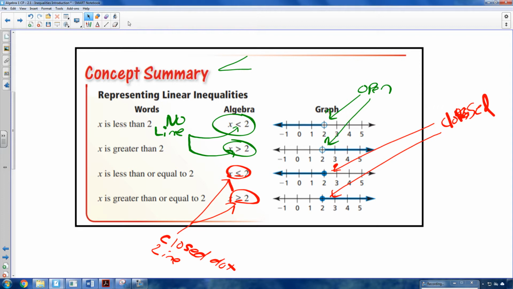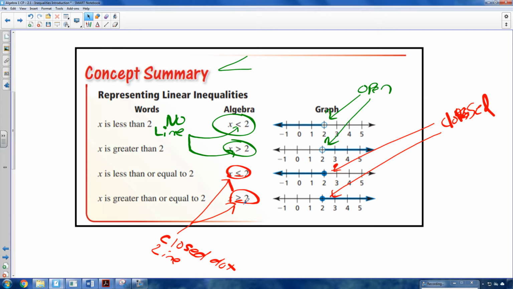We know that otherwise, the greater numbers are going to be to the right, and the lesser numbers are going to be to the left, and we just need to shade that way. So if you have no line underneath, you use an open circle. If you're including the number, including 2 itself, the limit, you include that with a closed circle, and you have a line underneath it.